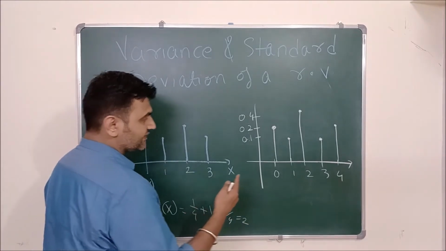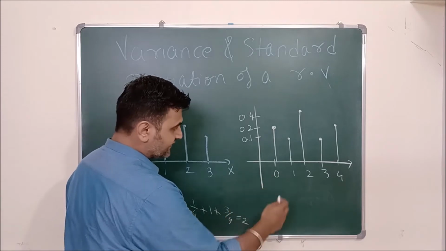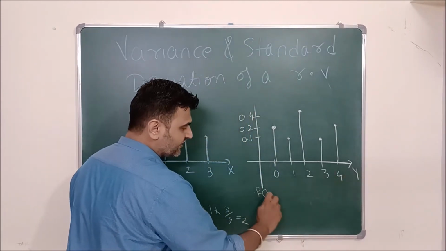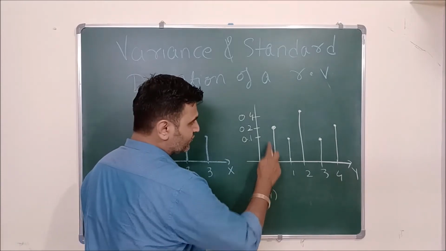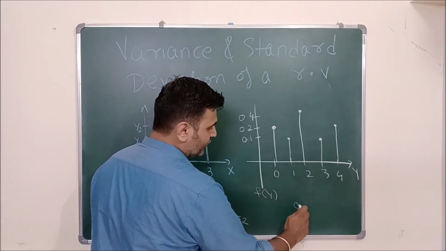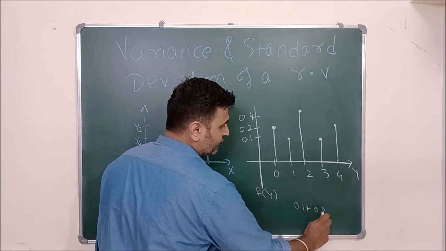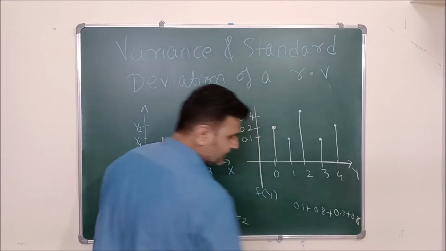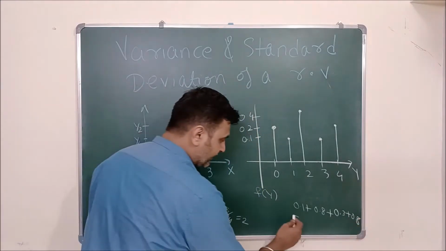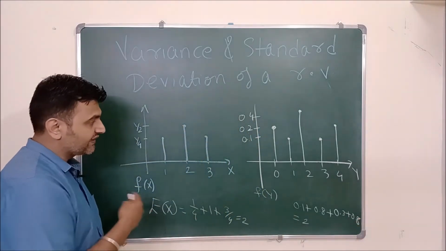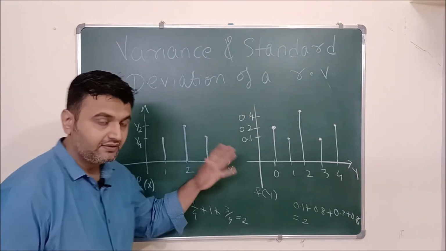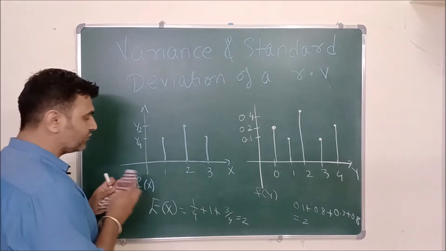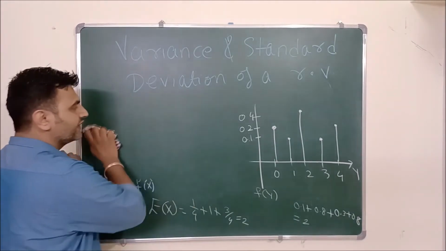What about this? This is again some random variable, say y, and this is the probability distribution of y. Here also do 0 into f of x plus 1 into f of x plus 2 into f of x plus 3 into f of x plus 4 into f of x. So both of them give the answer 2, but you can see that the data is distributed very differently. That's what I was saying, that knowing the mean is simply not enough.